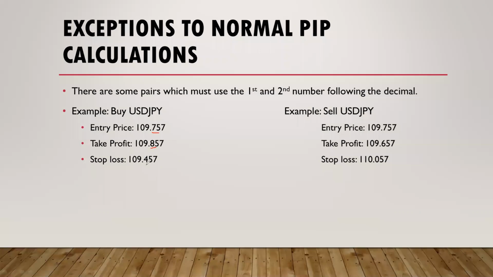Your stop loss is going to be 30 pips, so you're going to subtract 30 from the third and the fourth number. Now, if you're in a sale on USD JPY, you're going to take 10 pips from your entry price, which is going to be 109.75. You're going to subtract 10, which is going to be 109.65, and your stop loss is going to be 30 pips. You've got to carry and all of that. So for your stop loss you're going to add, and it's going to be 110.05.